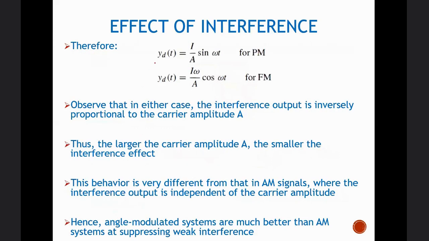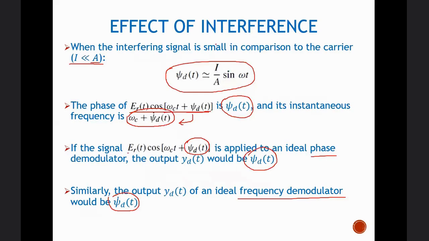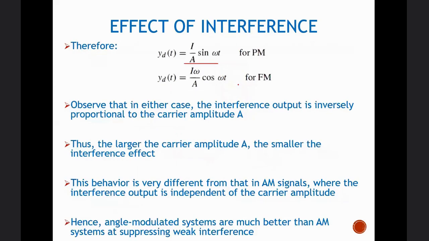So the output for PM is equal to φ_d(t), which, if we look at the expression, is equal to this. The output of a frequency demodulator is the derivative of φ_d(t), which would be the derivative of this sinusoidal term, and that's how for FM we get this as the output, right? These are the undesired outputs, and they are obtained as a result of this interference term I. If you make I equal to 0, that means there is no interference, these outputs would be 0. So the undesired outputs would be 0.